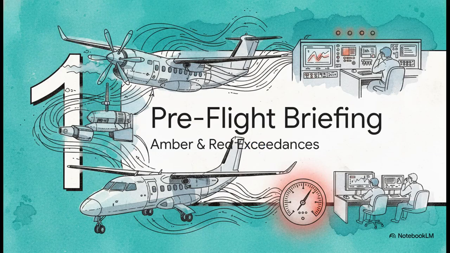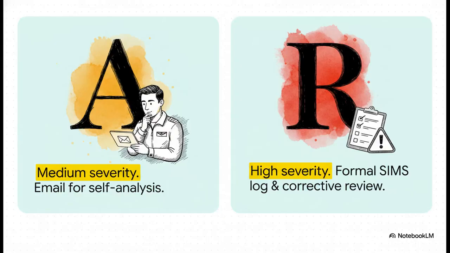All right, section 1, pre-flight briefing, amber and red exceedances. So before we even think about starting those engines, we really need to understand what actually happens back in the safety office when a flight data limit gets busted. To memorize this effortlessly, I want you to use the AR memory trick. A is for amber, and amber means advice and self-analysis. R is for red, and red requires a review and formal corrective action.